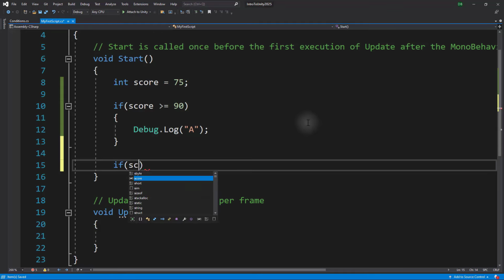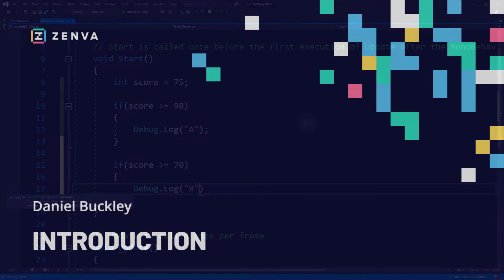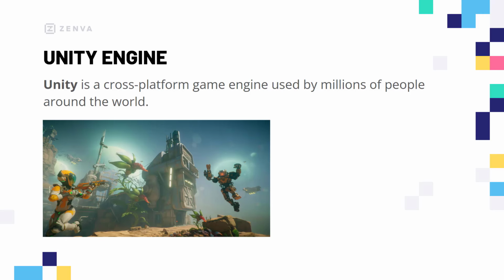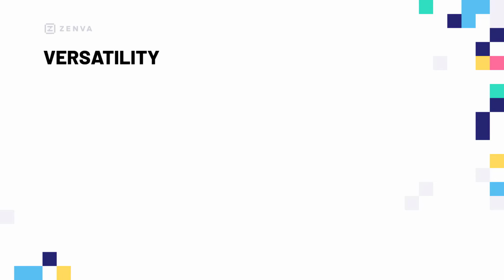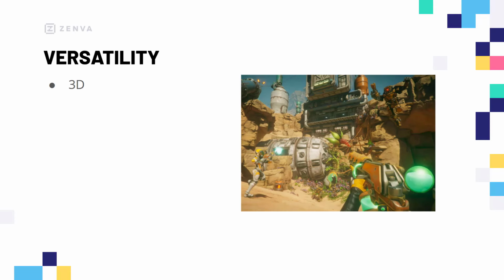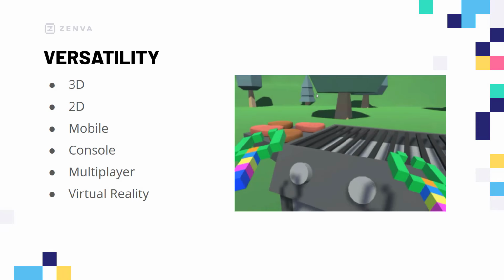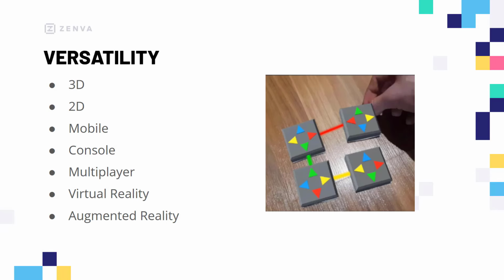In this course, we are going to have an introductory look at the Unity game engine. Now, the Unity game engine is a cross-platform game engine used by millions of people around the world. It is an incredibly versatile game engine, allowing you to make games in pretty much any format and platform possible, such as 3D games, 2D games, mobile games, console games, multiplayer games, virtual reality, and augmented reality. Okay, so any sort of game you want to create, you can do it inside of Unity.